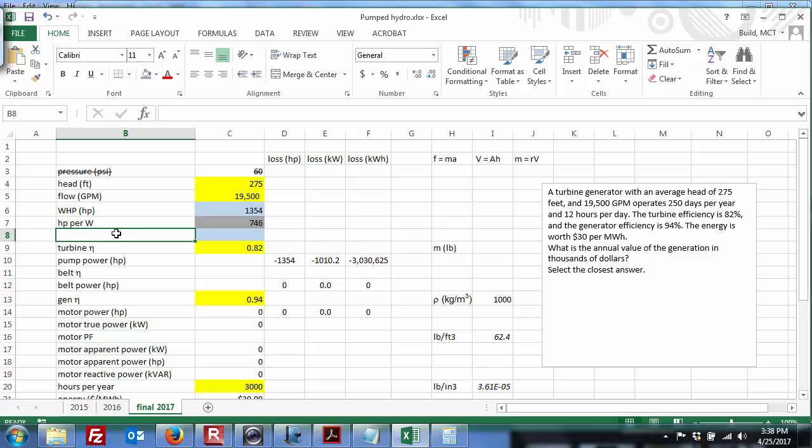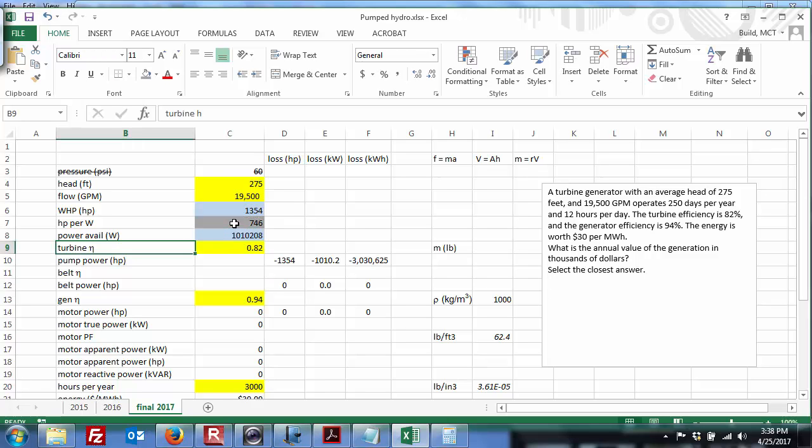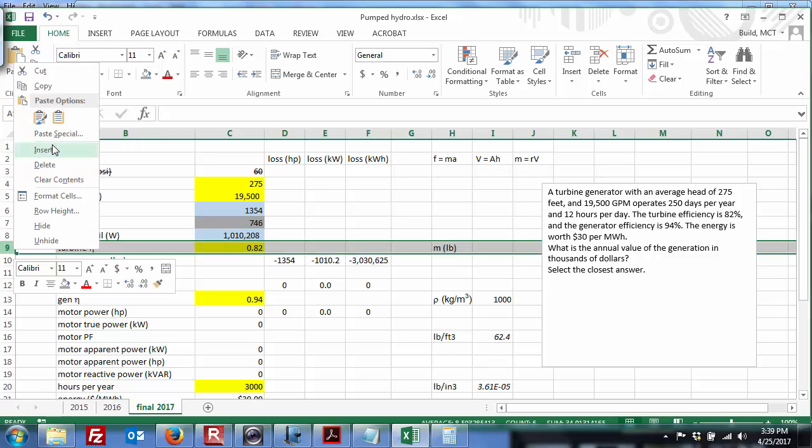So this is going to be watts of power available in watts, equals the horsepower times the watts. All right, so that's also calculated. We'll keep that in blue. Dink, dink. And now we'll insert again.